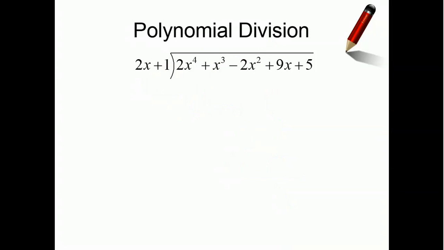Let's try another problem. This one's just a little bit more beefy because I have 2x plus 1 dividing 2x to the 4th plus x to the 3rd minus 2x squared plus 9x plus 5. Whew, that's a mouthful.